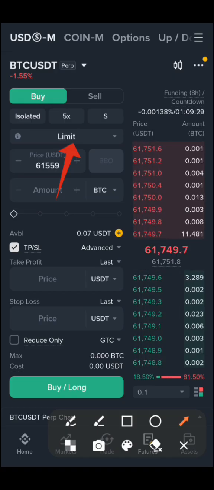For example, you can buy Bitcoin in case it moves upwards or in case it moves downwards. And when you're using limit order, always you can put a price right here. You can choose to minimize or increase the price depending whether you're going to buy or selling.